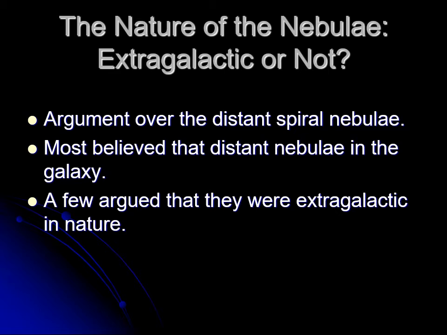Well, there were a few led by a fellow named Vesto Slipher. Vesto Slipher was an American astronomer who worked at Lowell Observatory out in Arizona, and he was using a new technique to measure the spectrum of the galaxies. As he measured the spectrum, he noticed that almost all of these spiral nebulae were redshifted. Now, his idea was that meant they were actually outside of our galaxy, being expelled from our galaxy or something. So he thought they were extragalactic, or beyond our galaxy.